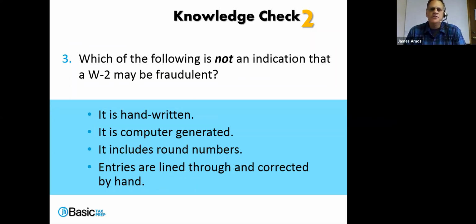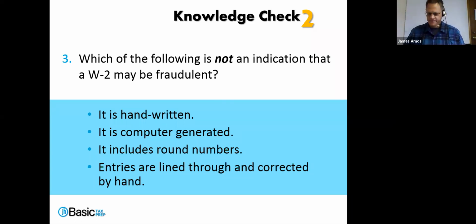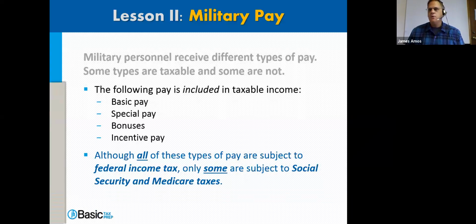Which of the following is not an indication that a W-2 might be fraudulent? A, B, C, or D? And your answer, Sheila? D. B. It's not, or it is computer generated. Remember, handwritten, rounded numbers, lines that are corrected by hand or something like that, those are all indications it might be fraudulent. But just because it's computer generated, that's what we prefer, actually. Okay, so good enough for now.